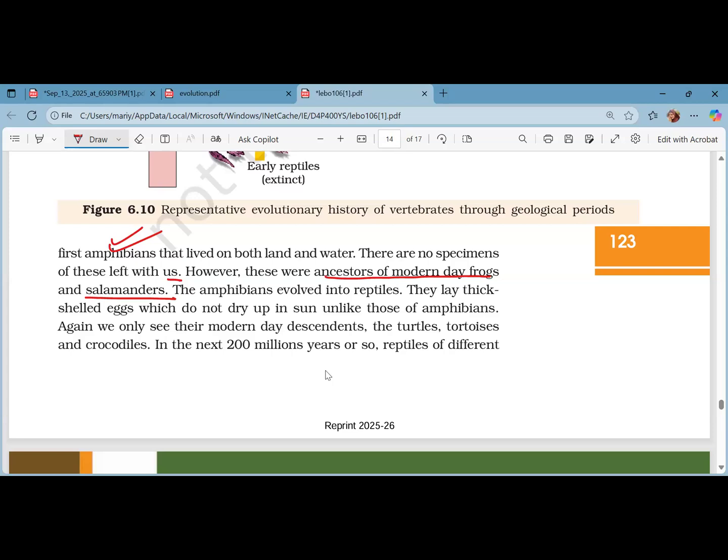Now, from the amphibians, the evolution of reptiles took place. Reptiles had a thick, scaly skin and their eggs did not dry up in the sun, whereas amphibian eggs dry up in the sun. That is why they lay their eggs in the water. Again, we see only their modern day descendants, that is the turtles, the tortoises, and the crocodiles. These are the reptiles that we see today.